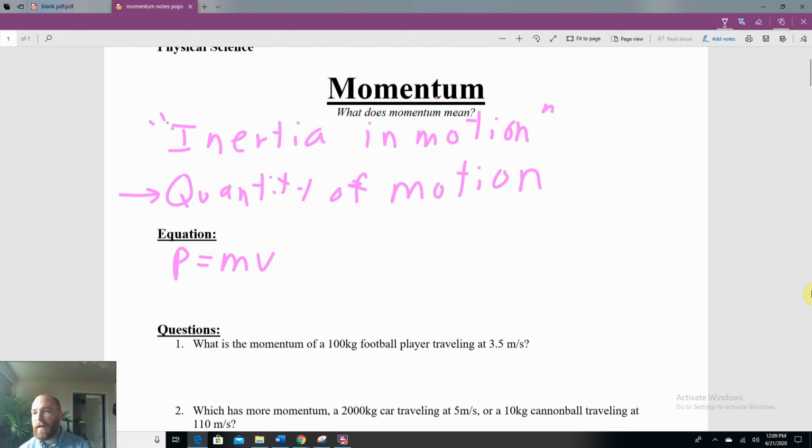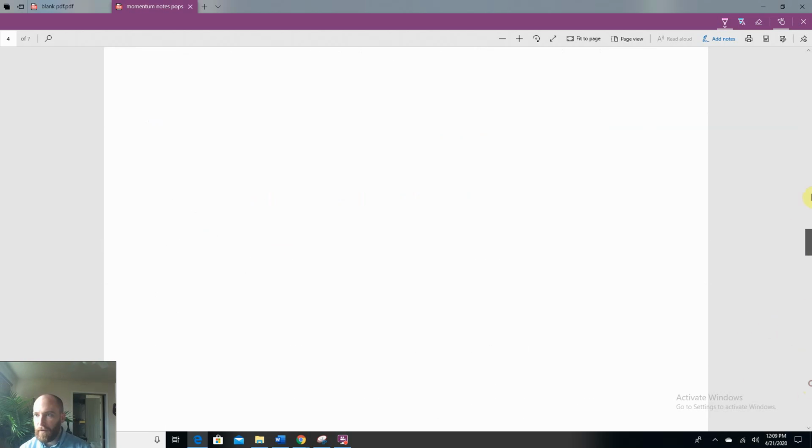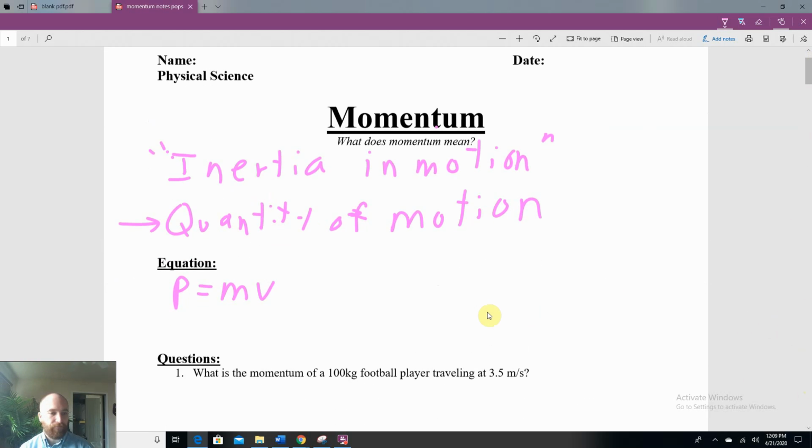New equation. As always, if you need the equations for this unit, they're all going to be on the last page back here. We'll throw them in your notes at the front.